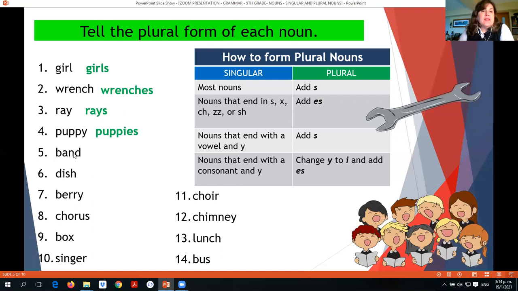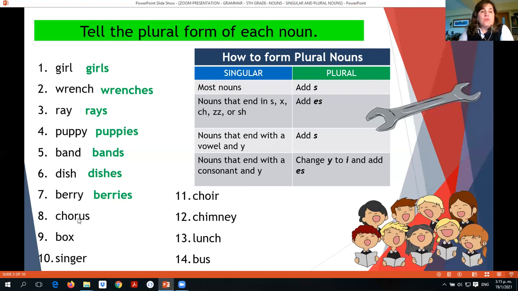Band, okay? This is, again, the most common type where we add only an S, bands. Dish has an SH, is one of these cases. We add ES, we have dishes. Berry, we have a consonant and Y. Okay, we take out the Y, we replace it with an I, and we add ES, berries.